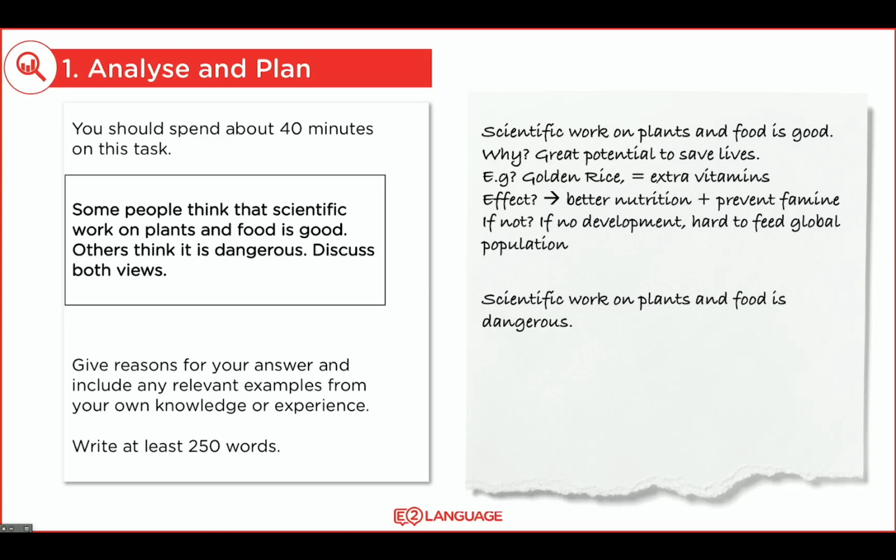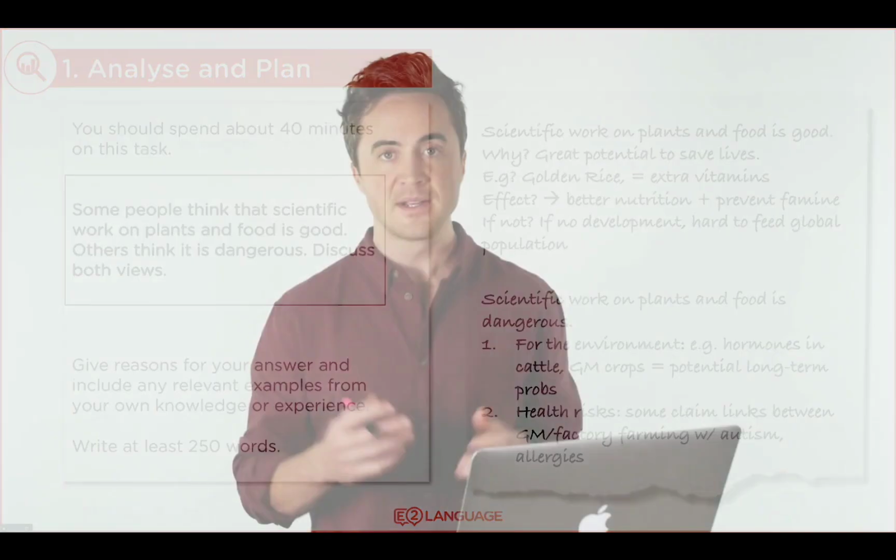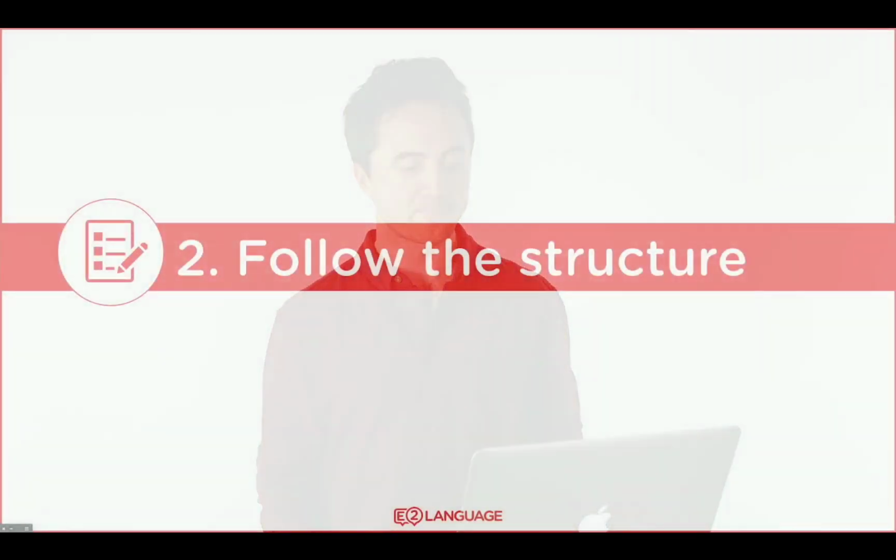What about the other view? Well, scientific work on plants and food is dangerous. We can talk about how it's bad for the environment, like there's hormones in cattle and GM crops, and this leads to potential long-term problems. There are also health risks. Some claim that there are links between GM food and factory farming with autism and allergies. So we have some information there we can include in our second part, or the second view there.